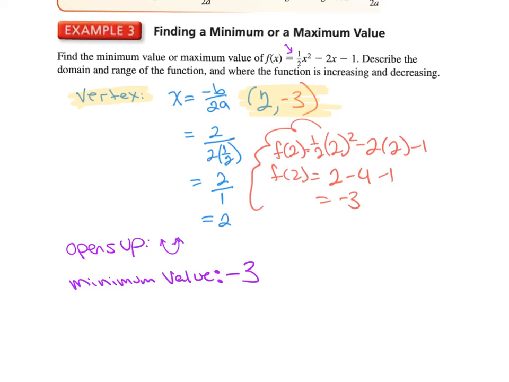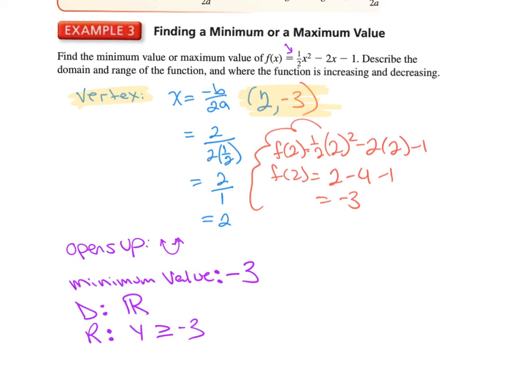The domain: this is a parabola, so it's all real numbers. Yes, I'm going to take my shortcut there, double-barred R. The range, let's look at the range. Without even graphing this, if negative 3 is the minimum value, that means I can get higher than that. So y is greater than or equal to negative 3.